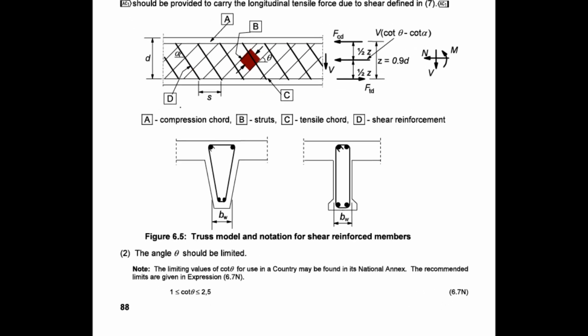The previous page mentions the limit for the angle theta. The cotangent theta must be bigger or equal to 1, but less than or equal to 2.5. And when this is converted to degrees, we get to a conclusion that the theta has to be bigger than 21.8 and smaller than 45 degrees.